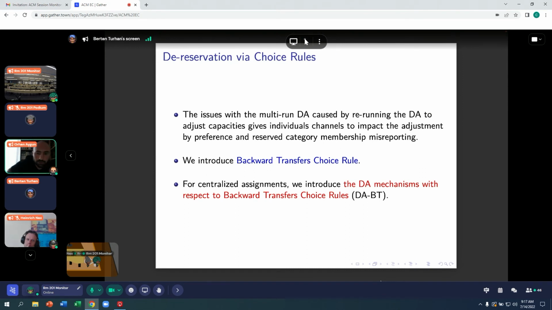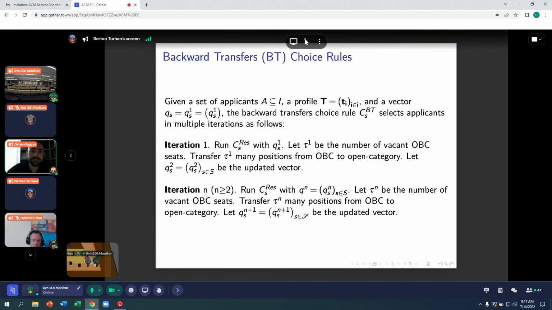Okay, so to overcome this problem and to improve welfare of agents, we introduced the backward transfer choice rule. We actually mimic the multi-run DA mechanism, but we run those iterations at the choice function level rather than running the mechanism again and again.